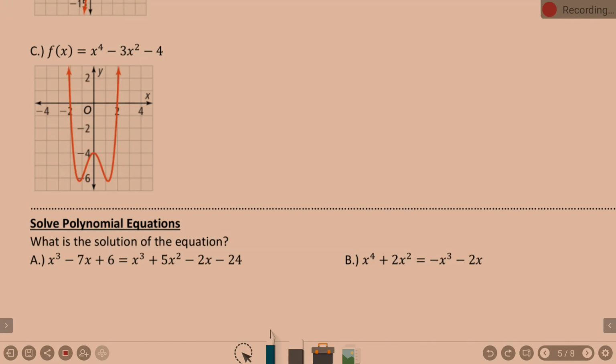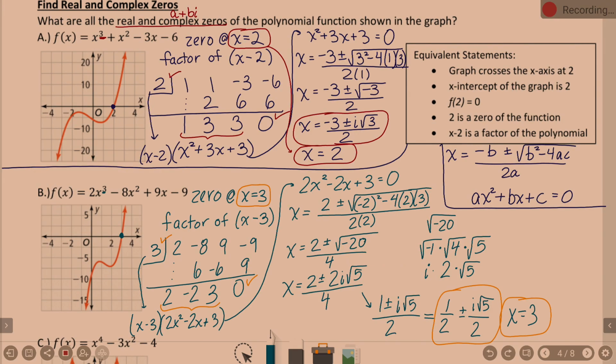We are picking up for our final day in lesson 3.5, and we are ready for example C on the back. If you recall from what we were doing yesterday, we were trying to find all real and complex zeros. On each of these, there's an equation and a graph given. The graph gives us our starting point, and then we have to use the equation from there on out.